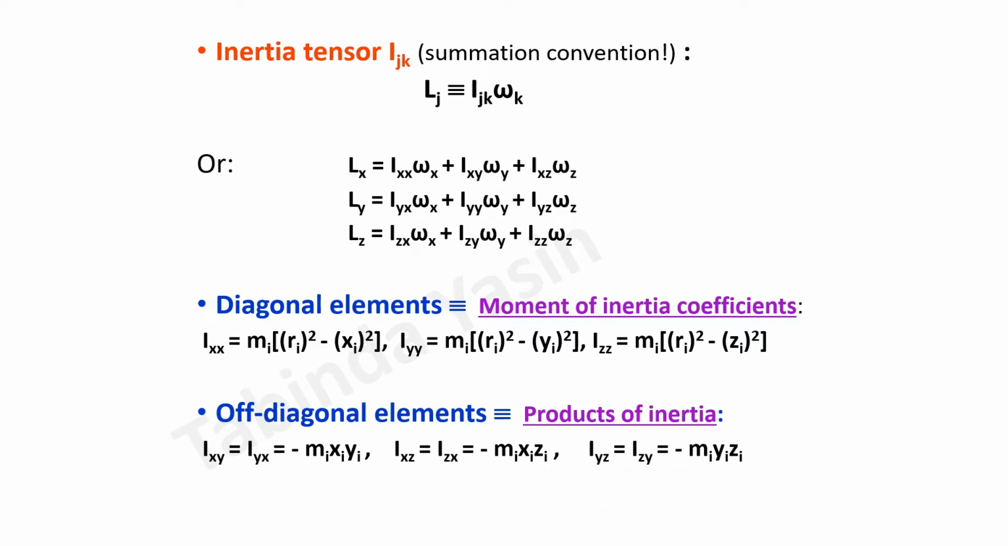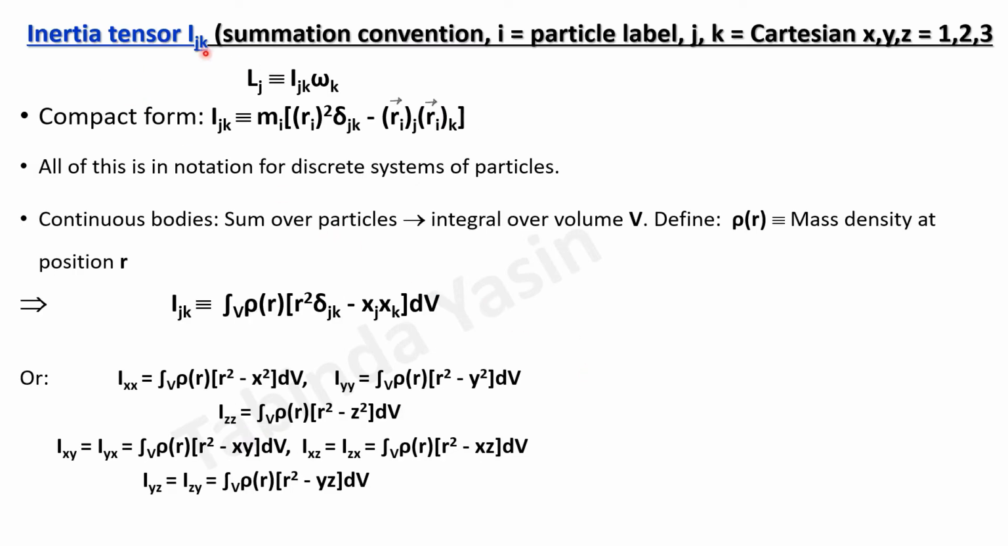Now moving to the next, inertia tensor Ijk summation convention. I is the particle label, j and k are Cartesian x, y, z, in 1 to 3. We're going to write in the summation convention Lj is equal to the summation, that is the tensor form. Compact form: Ijk is equal to, that is the general form, Ijk is equal to sum mi (ri square delta jk minus rij rik), written in the two component form. All of this is the notation of discrete system of particles. For all the system of particles, that is the general form to be written as continuous boundaries.